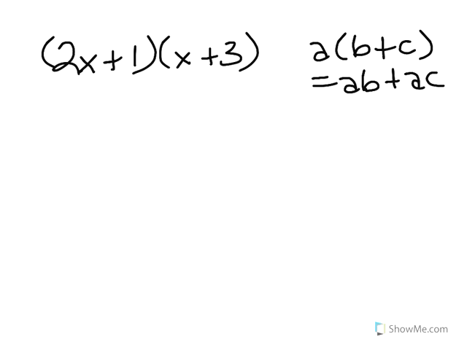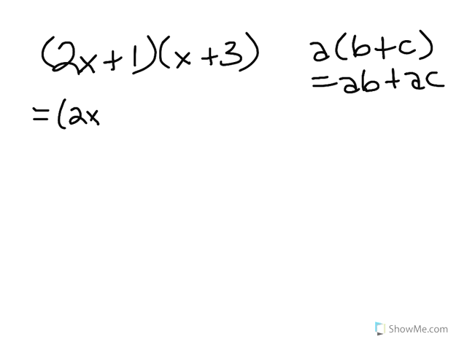Well, let's treat the entire expression 2x plus 1 as though it is A. And then x plus 3 would be b plus c. That means that 2x plus 1 would be multiplied by each of the terms inside the second binomial.